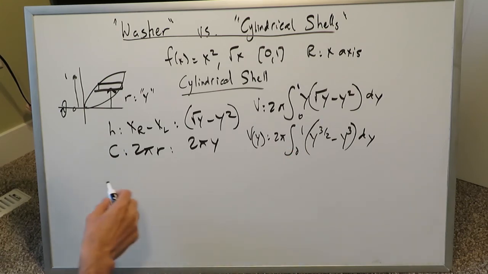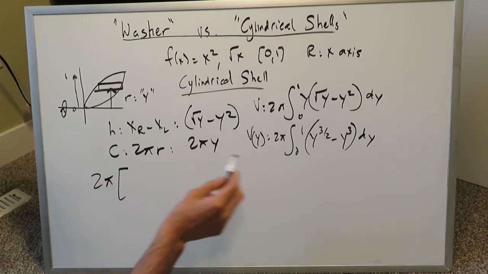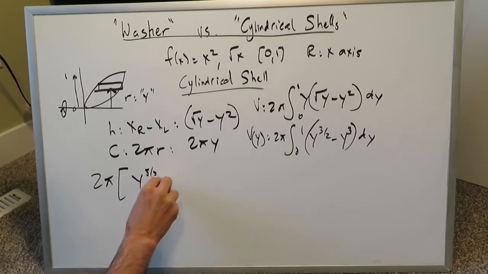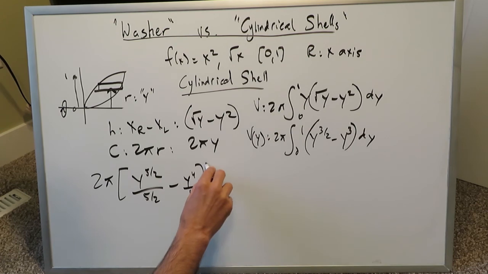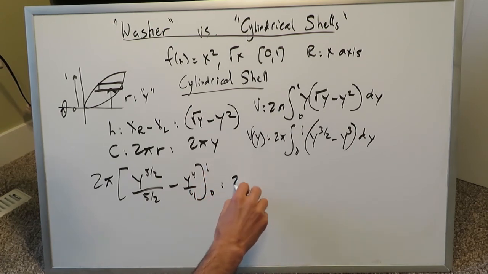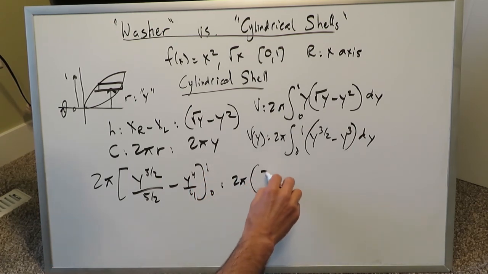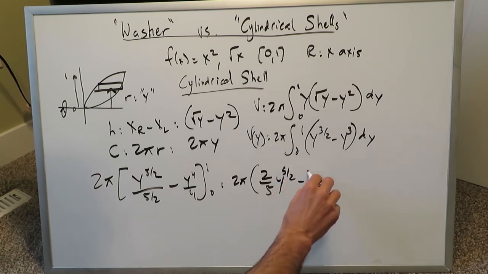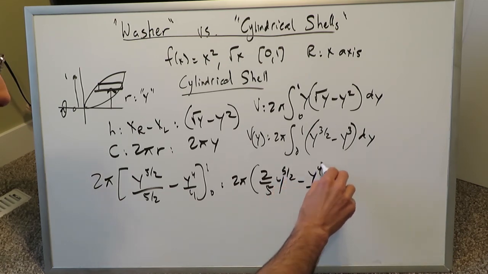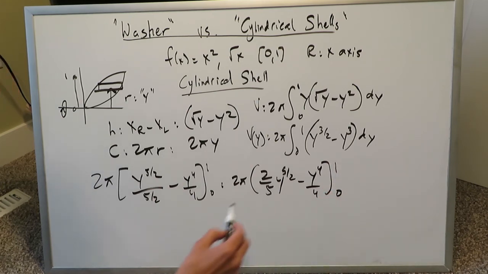The integration of that will come down right over here. Y to the 3 over 2 will become y to the 5 over 2 over 5 over 2. Remember, n plus 1 divided by n plus 1. Y cubed will be y to the 4 over 4, from an upper 1 to 0. You can flip this fraction around here. You'll get 2 over 5 y to the 5 over 2 minus y to the 4 over 4 from an upper 1 and 0. 0 is meaningless.